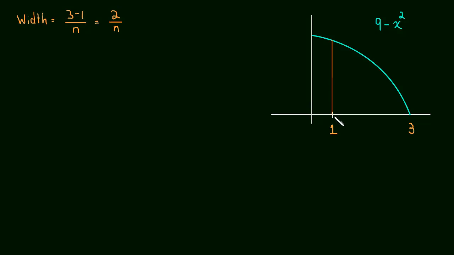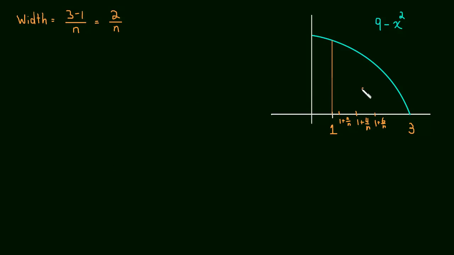So looking down here, if we start at 1, then the next x value we need to choose is 1 plus 2 over n. That will make that first rectangle have a width of 2 over n. The next rectangle will be 1 plus 4 over n. I'm sorry that writing is so small. And then 1 plus 6 over n.